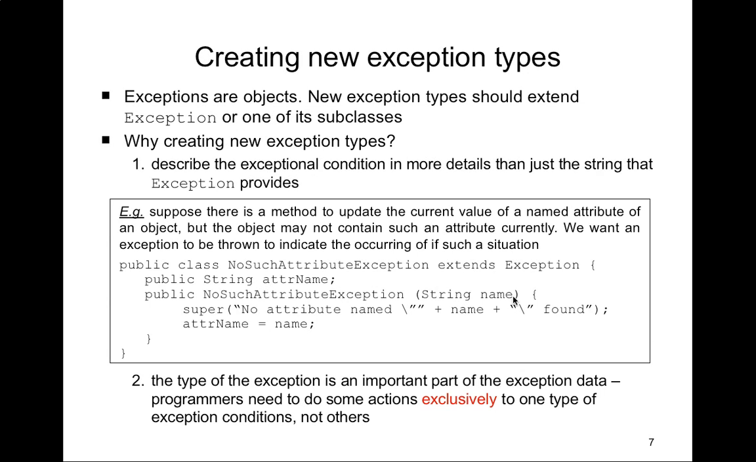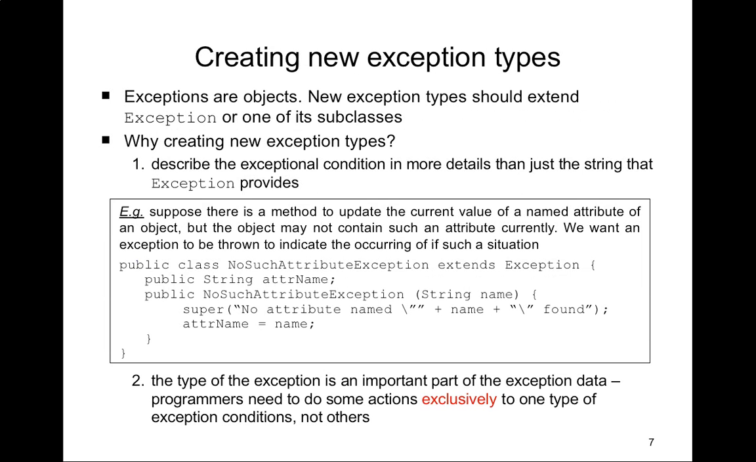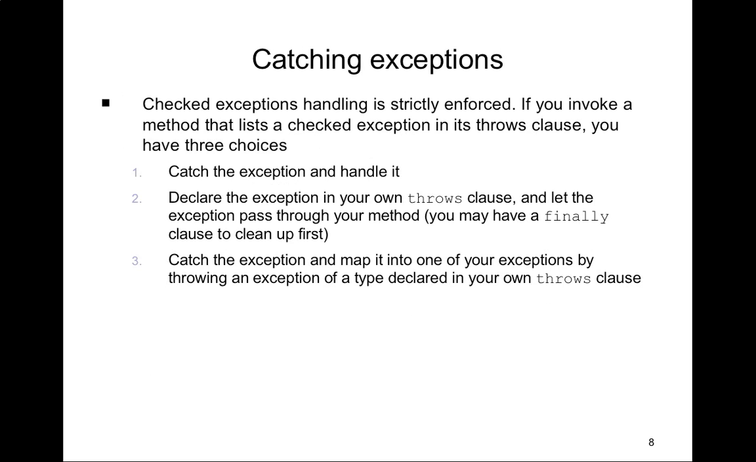So the type of exception is an important part of the exception data. Programmers need to do some actions exclusively to one type of exception condition, not others. So it's a way of customizing something so that you can actually get some more meaningful error messages that appear on the screen. So we've talked about throwing them. Now we have to catch them. So it's like throw and catch.